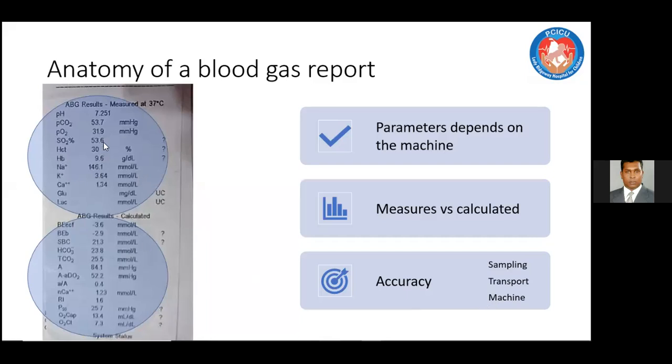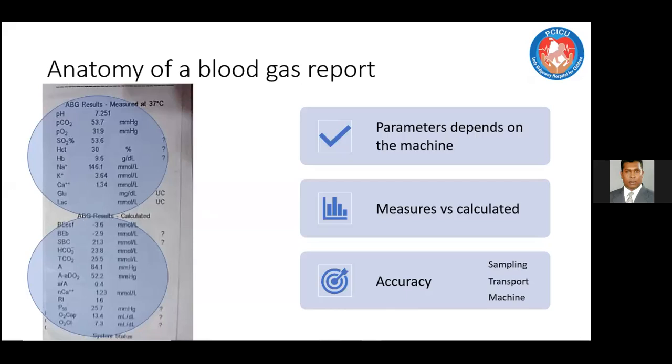At the same time, I need to tell you that whenever you are trying to interpret a blood gas and manage a patient depending on its parameters, remember that these are tests, and like any test, there could be problems of accuracy. Accuracy could be affected by a sampling issue. For example, you try to sample, and if you want to prove yourself that you can do a blood gas, but actually you are unable to.